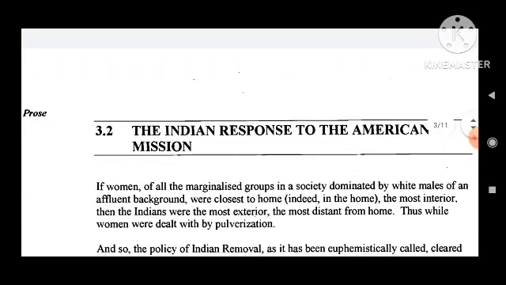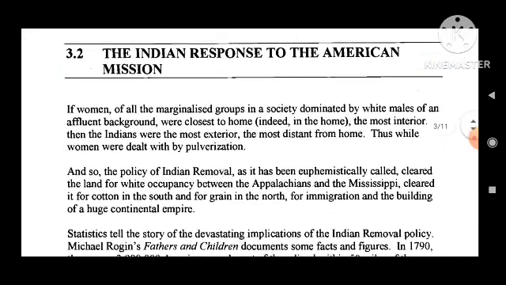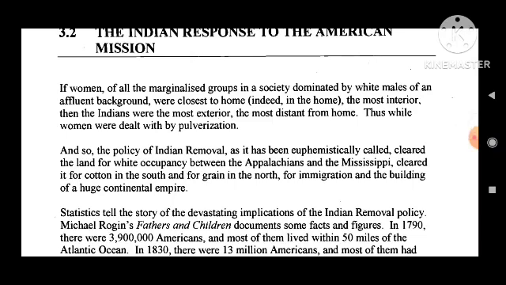Okay. Then the Indian response to the American mission. If women of all the marginalized groups in a society dominated by white males of an affluent background were closest to home, indeed in the home, the most interior, then the Indians were the most exterior, the most distant from home. Thus, while women were dealt with by pulverization. Pulverization means their men are not inside the home, they are exterior, okay.